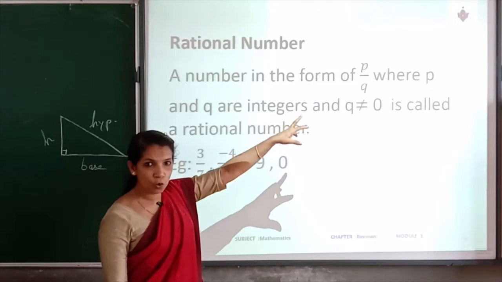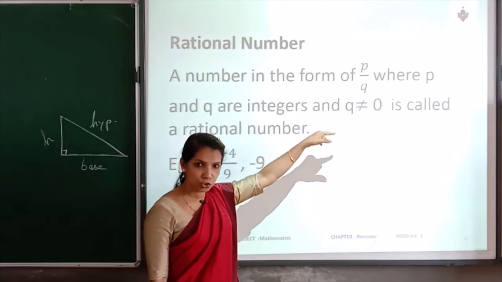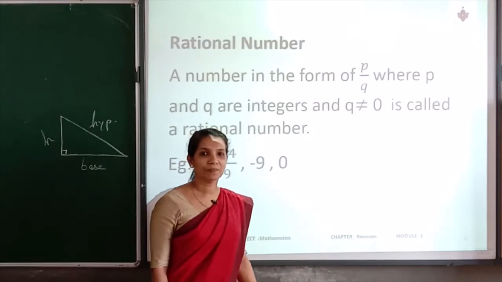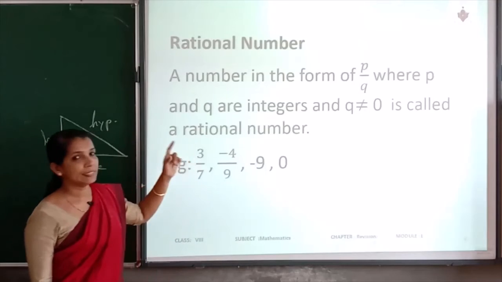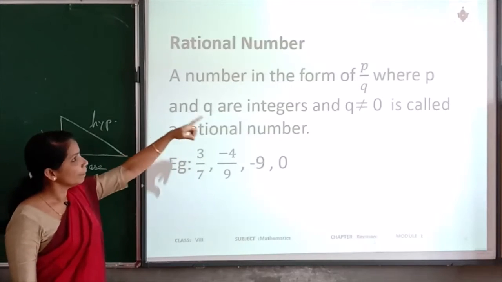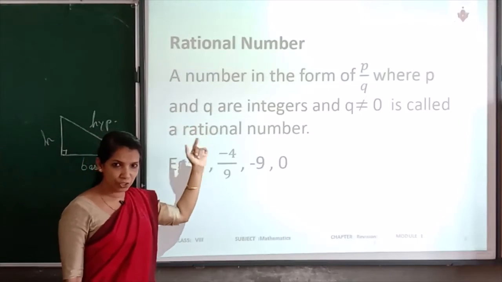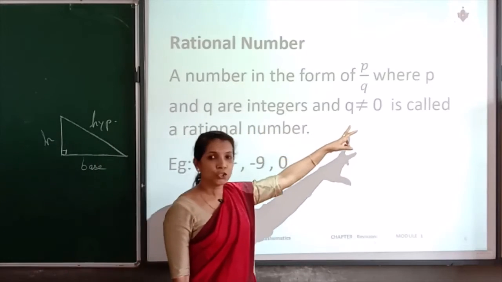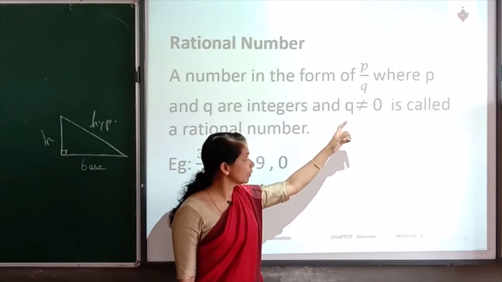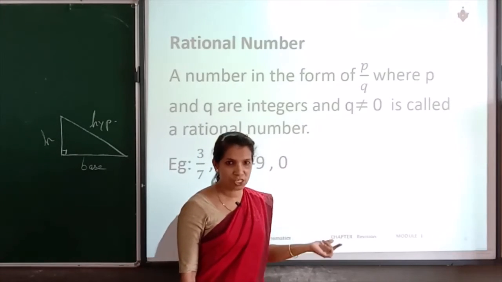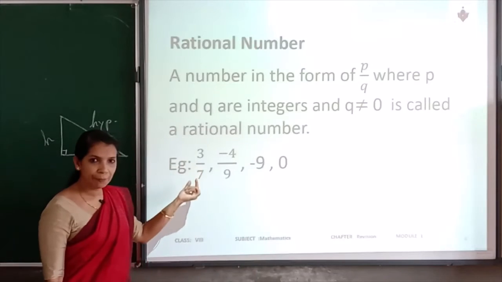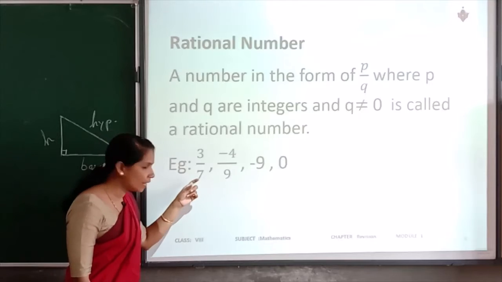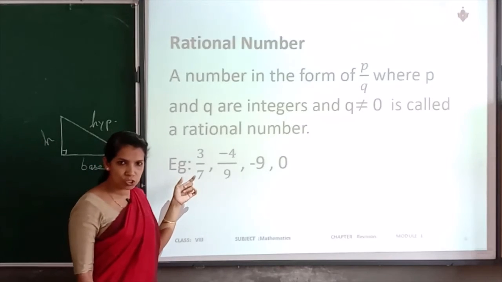A number in the form of P by Q. P is the numerator, Q is the denominator. And there are 2 conditions, both P and Q, numerator and denominator, should be what? Integers. And Q, that is denominator, should not be equal to 0. Example, 3 by 7. 3 and 7 are integers and denominator is 7, not equal to 0.